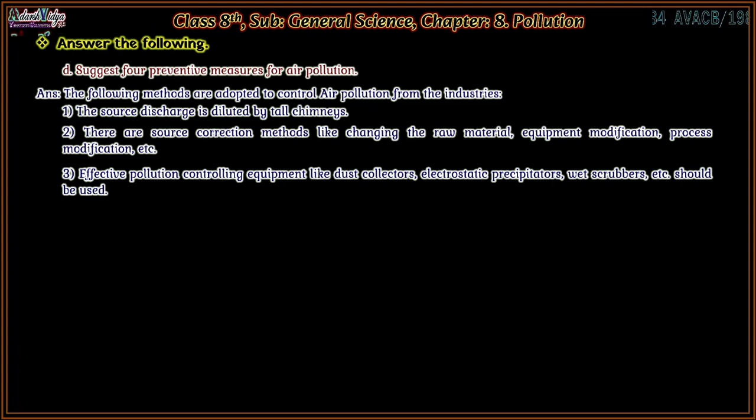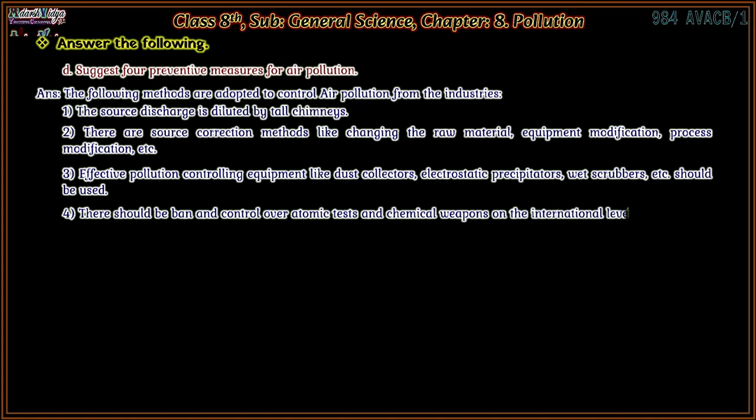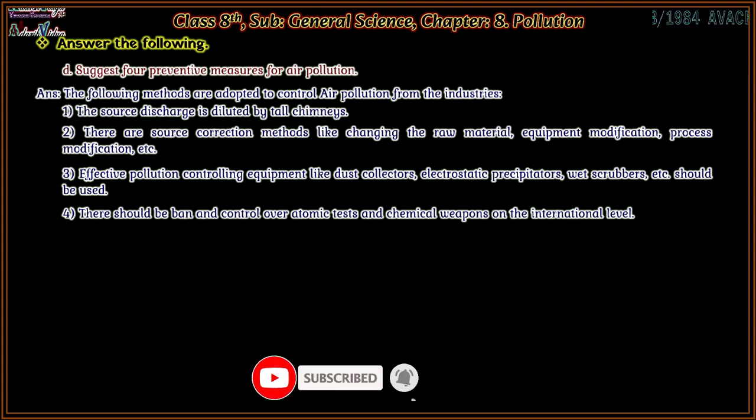Third point. Effective pollution controlling equipment like dust collectors, electrostatic precipitators, wet scrubbers, etc. should be used. Fourth point. There should be a ban and control over atomic tests and chemical weapons on the international level.